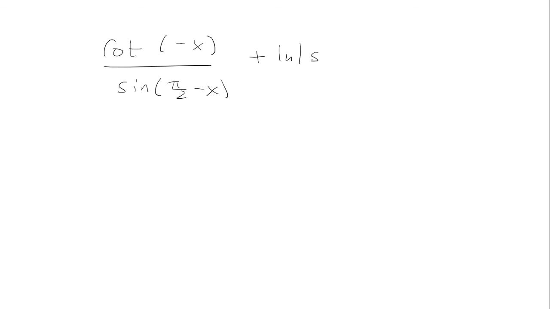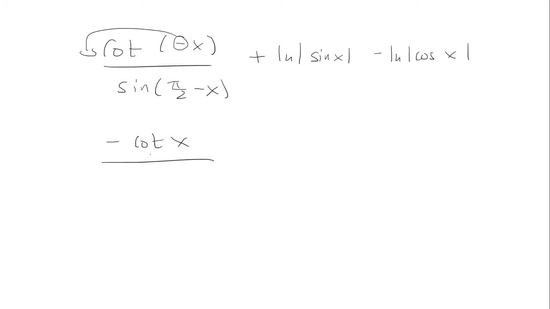Last one, we have cotangent of negative x over sine of pi over 2 minus x plus ln sine of x minus ln cosine of x. Cotangent of negative x, well, we can factor out the negative since it is an odd function. And then sine of pi over 2 minus x is just cosine of x.